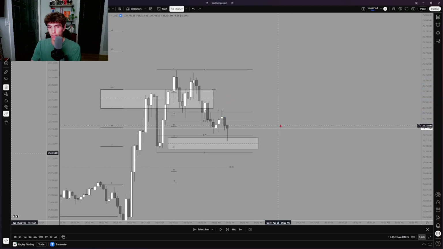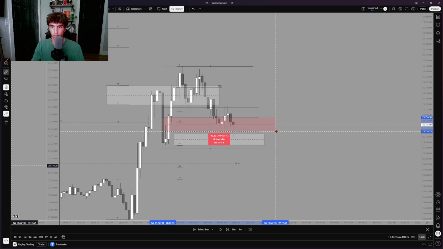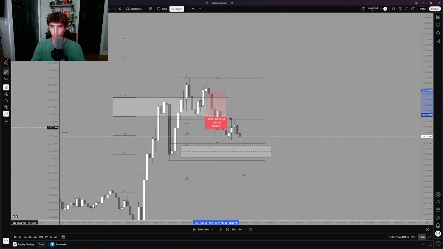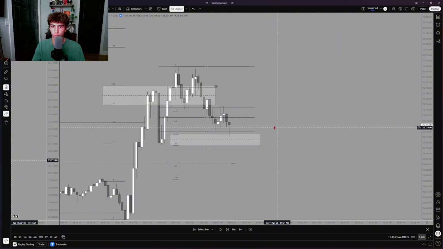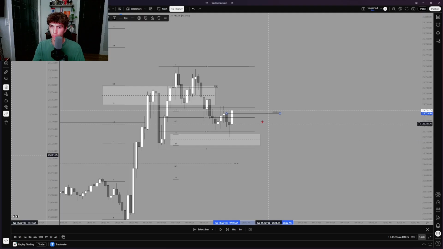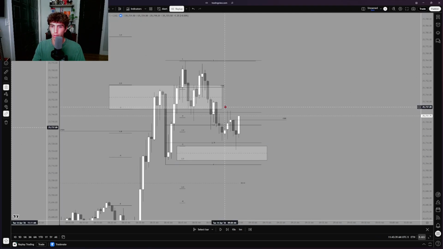You'd wait for your change in state. Here is OTE of the range right here. You could wait until you tapped this 0.62 or waited for this 0.79 level. Wait for the tap. Once you see a clear internal model, whatever your internal model is, this would then be your change in state. This would be your change in state, reacting good off of this level.